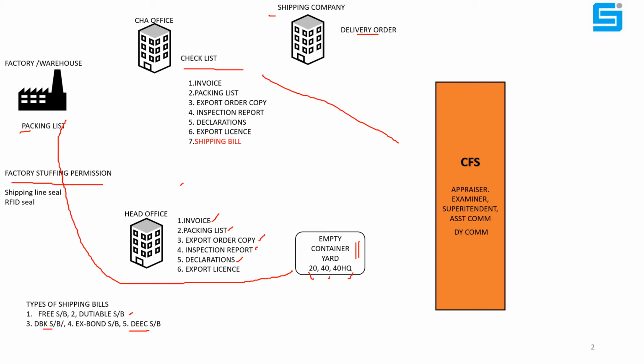We already learned what the pre-shipment documents are. They are taken to CFS, that is a container freight station. It is under the control of customs, where custom officers sit: appraiser, examiner, superintendent, assistant commissioner, and sometimes deputy commissioner sits here in certain CFS. Otherwise, there is a separate office for custom people, custom staff. Okay, the higher people sit in a different office.